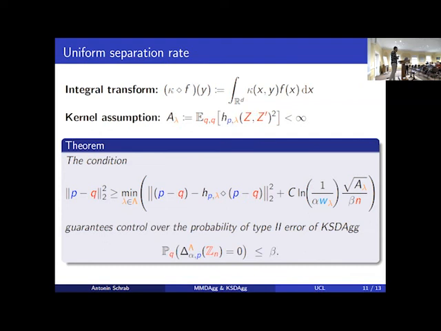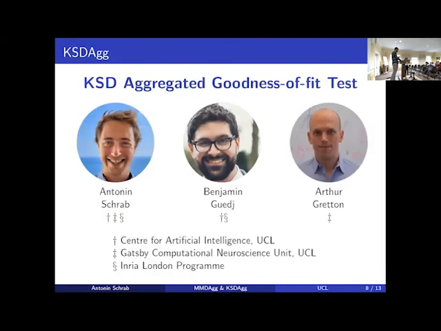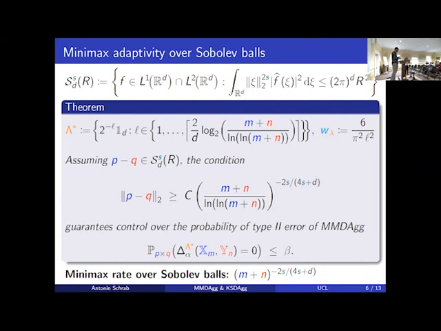Any other questions? Yeah. Question about the previous slide, slide 6, about the condition of assuming that the difference is in the Sobolev ball. Can you talk about that a little bit? The restrictive condition?